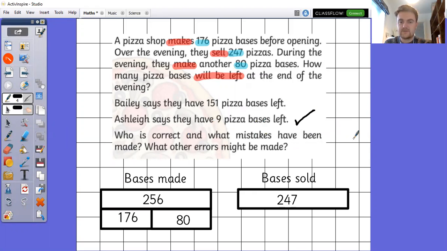But the question goes further and says, what mistakes have been made? Bailey says that they have 151 pizzas left. Now, what Bailey's done is Bailey has added the wrong 2 numbers together. So Bailey has added the amount they sell plus the extra 80 that they make to get to 327. And then he's done 327, take away 176, which has left him with 151. So he's done a 2-step problem, but he's not done the 2-step problem that is in front of us.